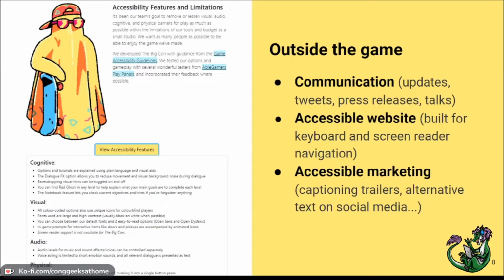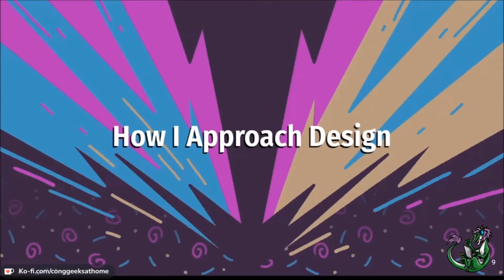That website was made to work with keyboard only and screen readers to facilitate getting at our game information easily for anyone who doesn't want to sift through our very cool but very inaccessible 90s style landing page. Our marketing team has also been making an effort to build accessibility into all of our communication, so we've started captioning trailers and other video content and adding alternative text to images on social media and more.